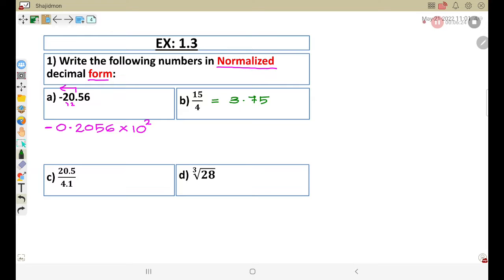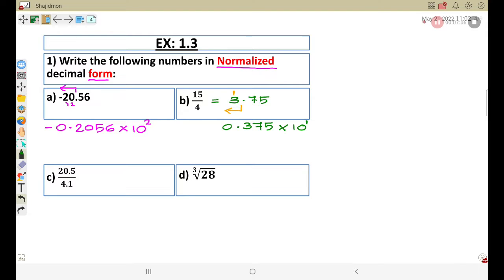3.75. Now we will write this number in normalized form. So what we need to do, we need to start from 0 point, write all the numbers 3, 7 and 5, multiply 10 power. As I told you, we need to check how many numbers before the point. Only one number is coming before the point. So we can write multiply 10 power 1. So that is the normalized form of that number. Okay, we will go to question C.